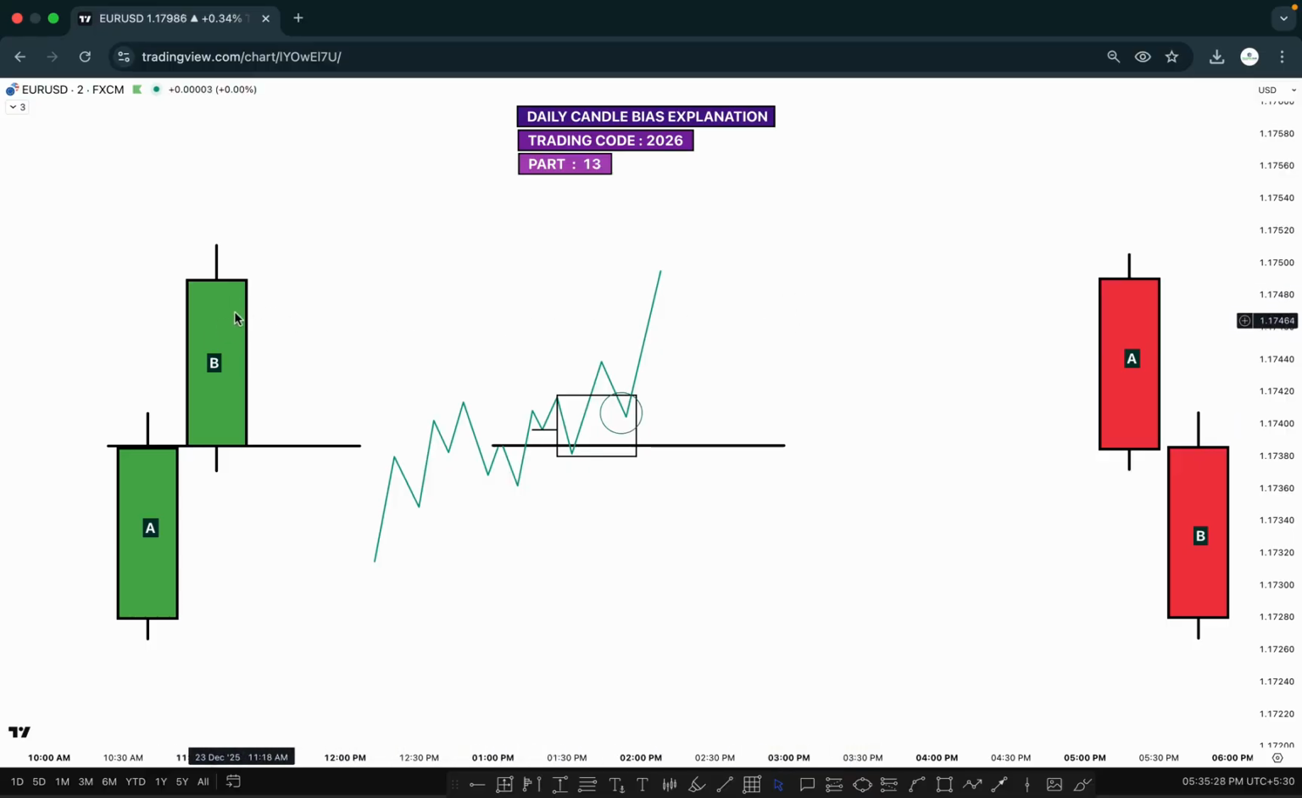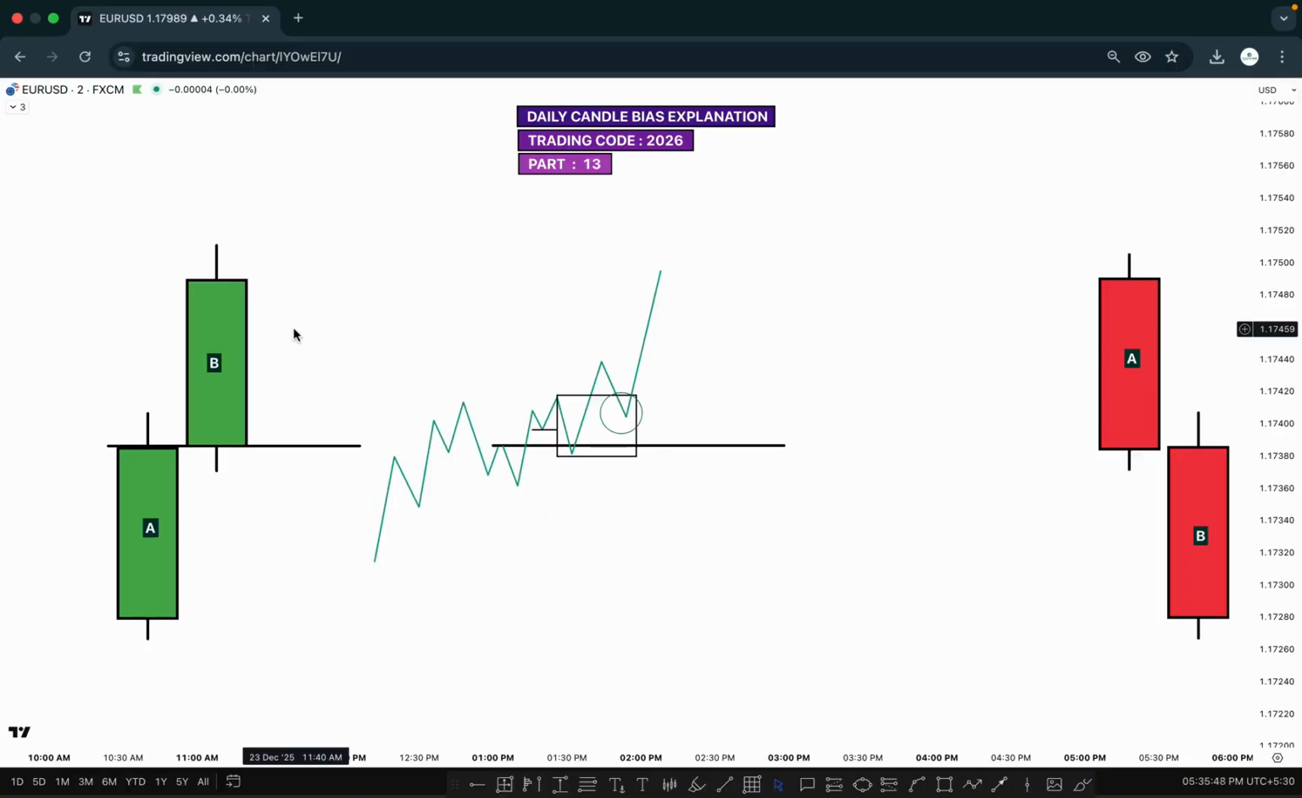And same thing applicable after this one. For example, if candle C opens here, the process will be similar to what we did with A and B. So the next process will be applicable here, B and C. If the market trades above the baseline, we can plan for the buy. If the market trades below the baseline, we are looking for the sell.